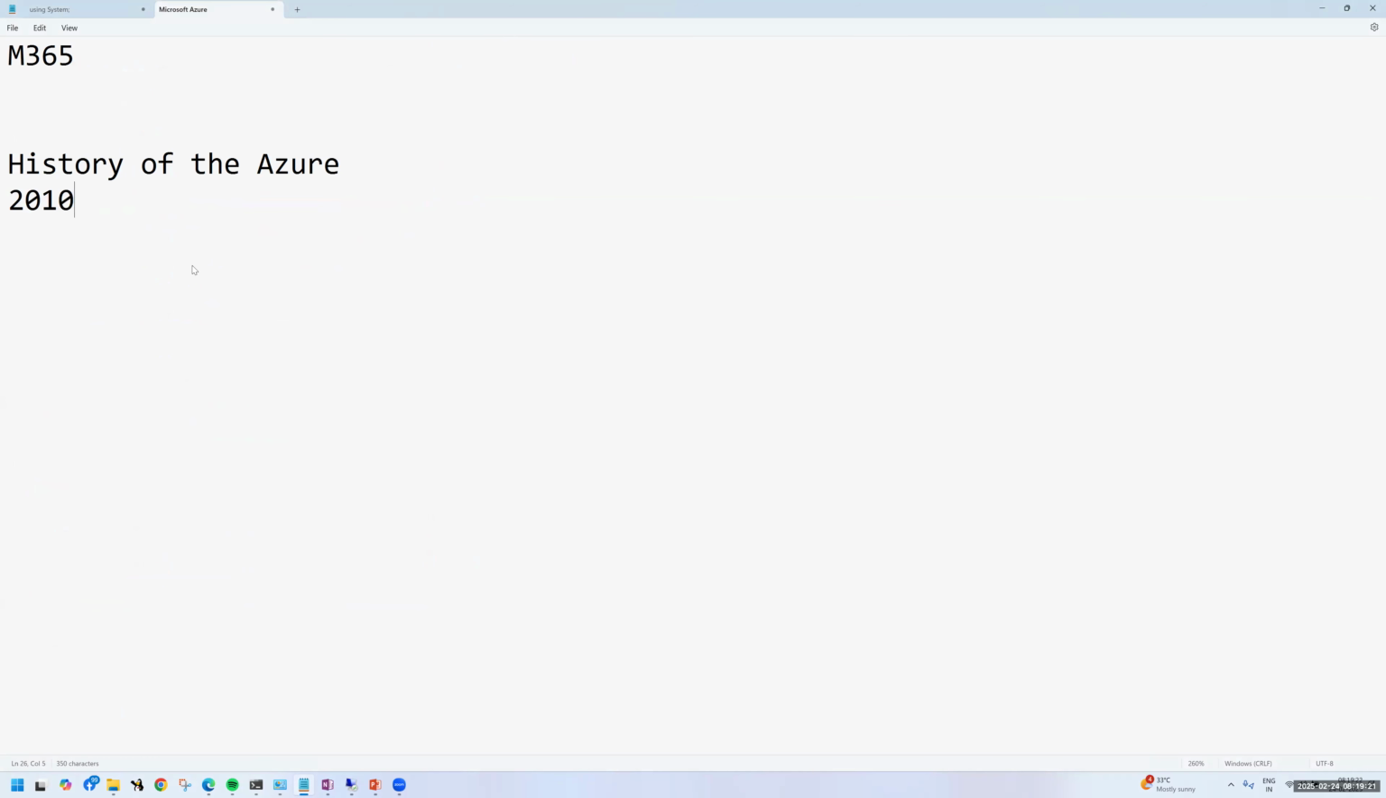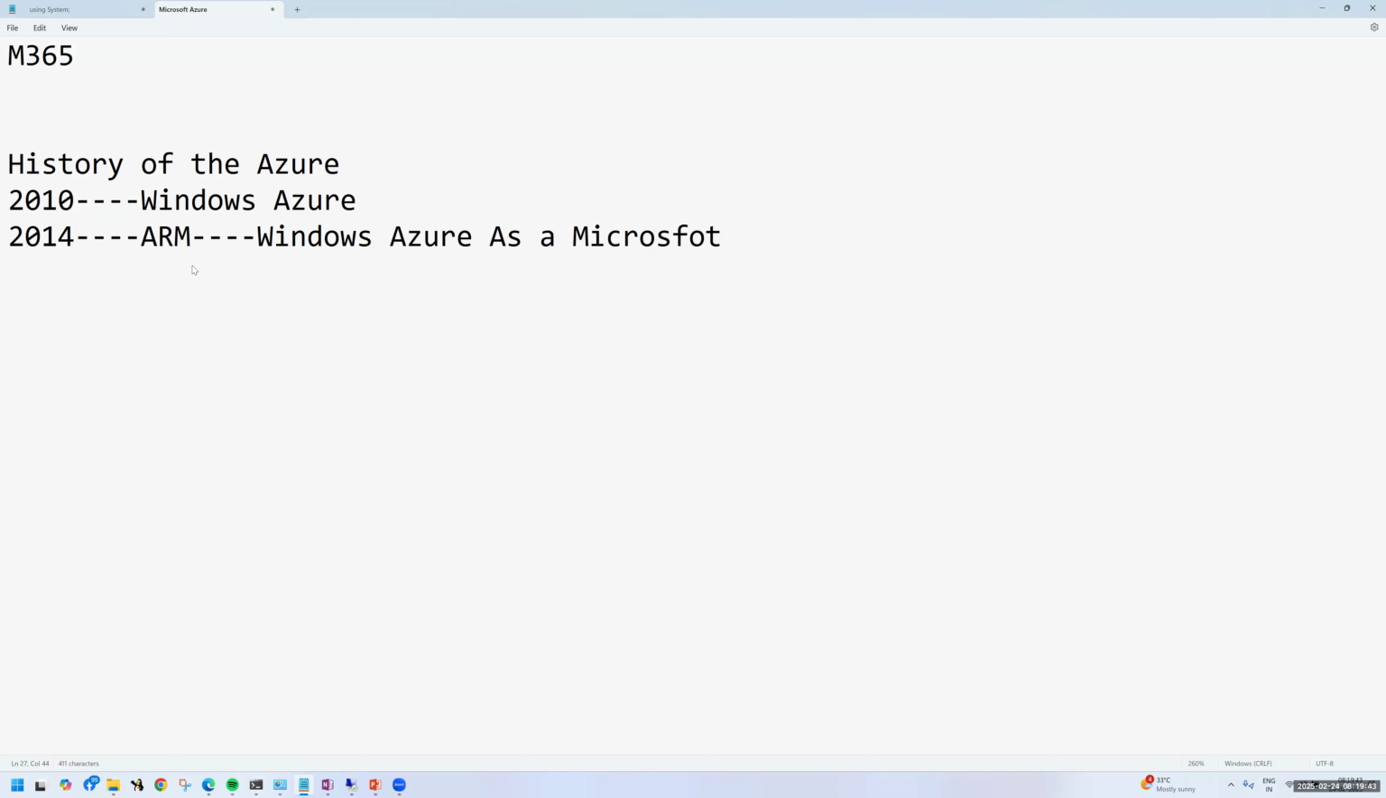In the year 2010, Microsoft Azure came to the picture. During that time, we used to call it Windows Azure, guys. Next, in the year 2014, Microsoft introduced a new model called ARM. Then they renamed Windows Azure as Microsoft Azure. You know, right?